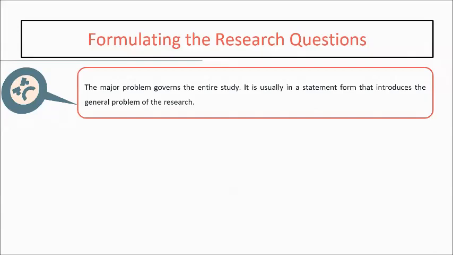So we have two types of questions in research. First is the major problem or the major questions. When we say major questions, it governs the entire study, meaning the general. It is usually in a statement form that introduces the general problem of the research. So for the major or general problem, what you will put here is statement form. When we say statement form, this is in sentence form. No question form. When we say question form, that is the one with a question mark.